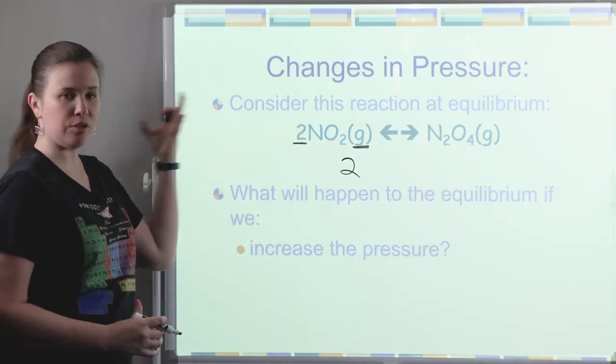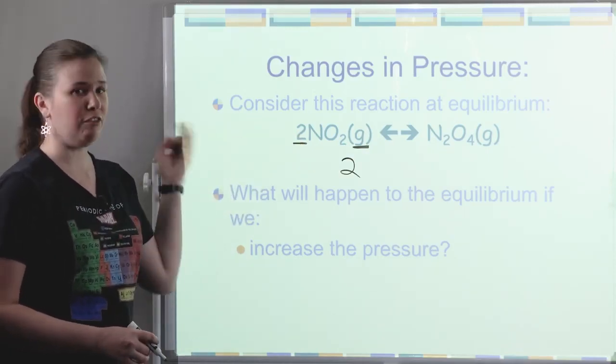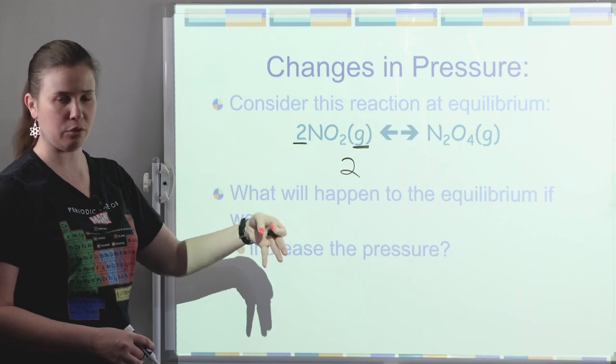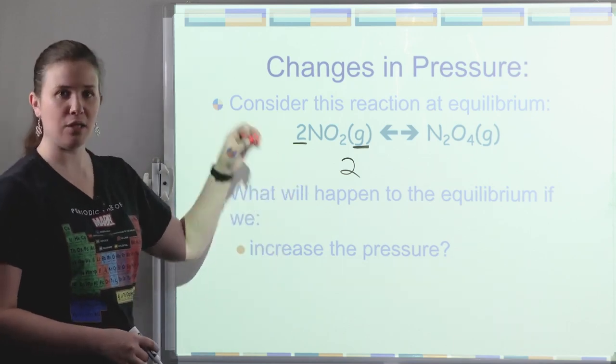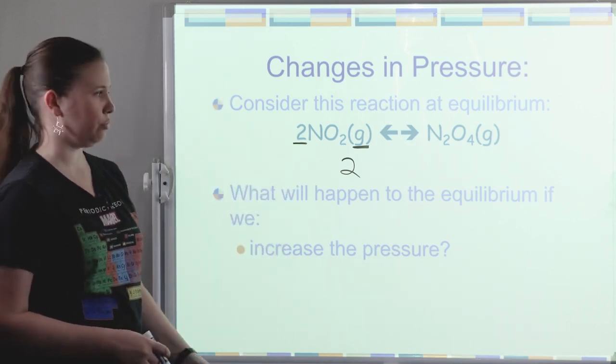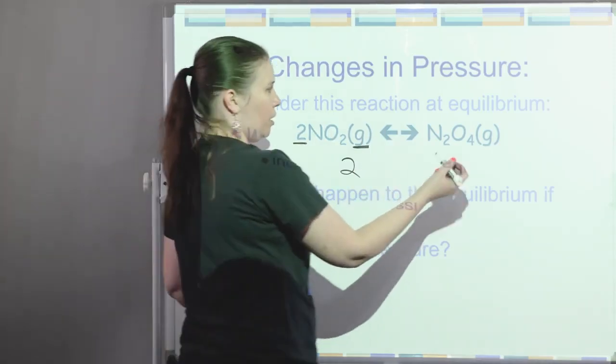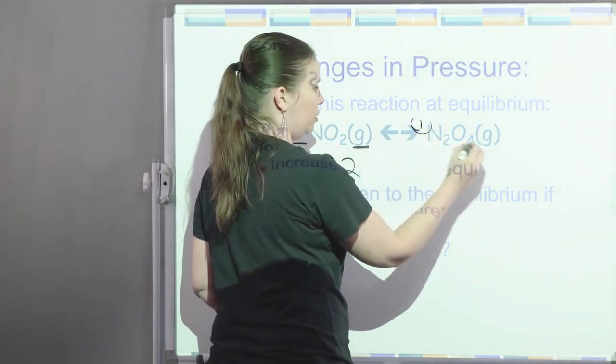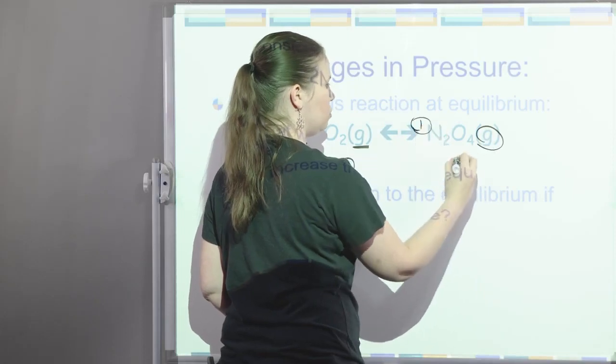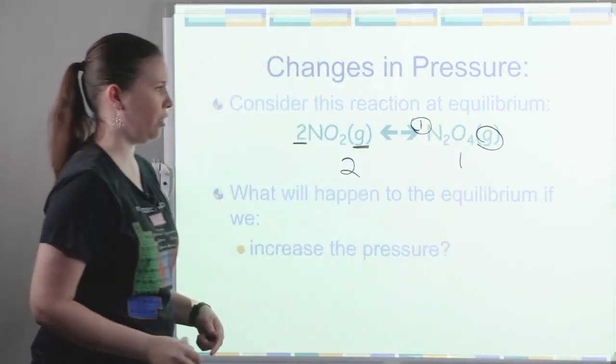If I had multiple substances, maybe 2 reactants, if they're both a gas, you would add up the number of moles. If only one of them is a gas, you would only use that number for the number of moles of gas. On the right-hand side, I can see my coefficient is 1, and I verify that it is a gas, so I only have 1 mole of gas on the product side.